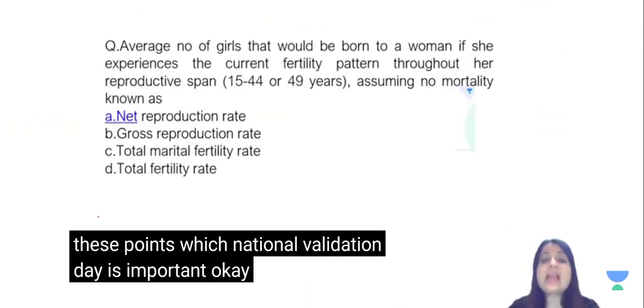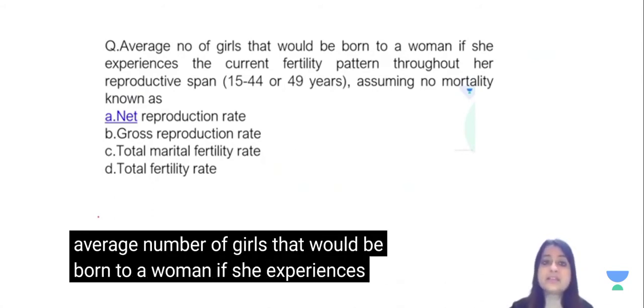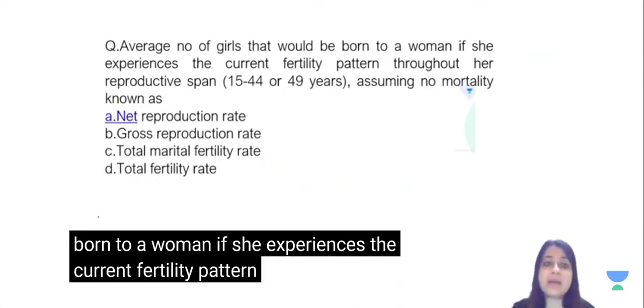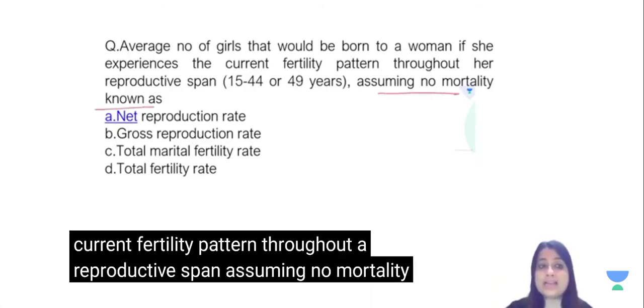Okay. Average number of girls that would be born to a woman if she experiences the current fertility pattern throughout her reproductive span, assuming no mortality.